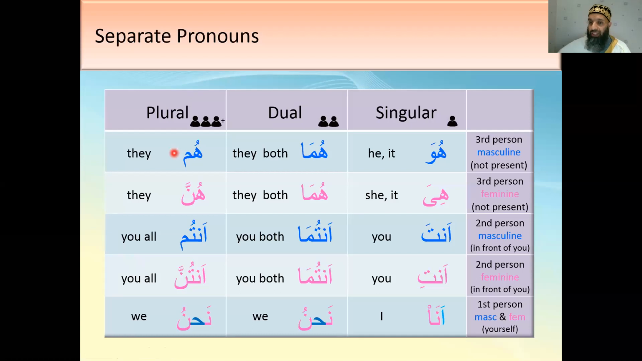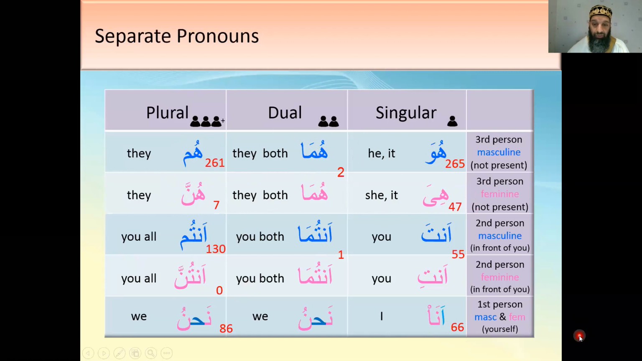You say huwa kitabun, it is a book. But how do you say them two, Muslims? Huma, muslimani. How do you say them all, Muslims? Hum, muslimuna. So again, this was the table, and out of the four main tables in this course, this is number four, fourth important in my opinion. So it was just a matter of learning these, and I hope you all did.